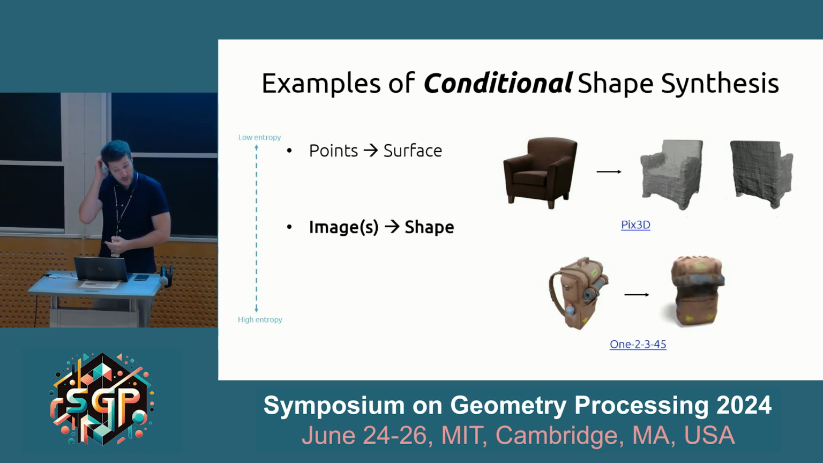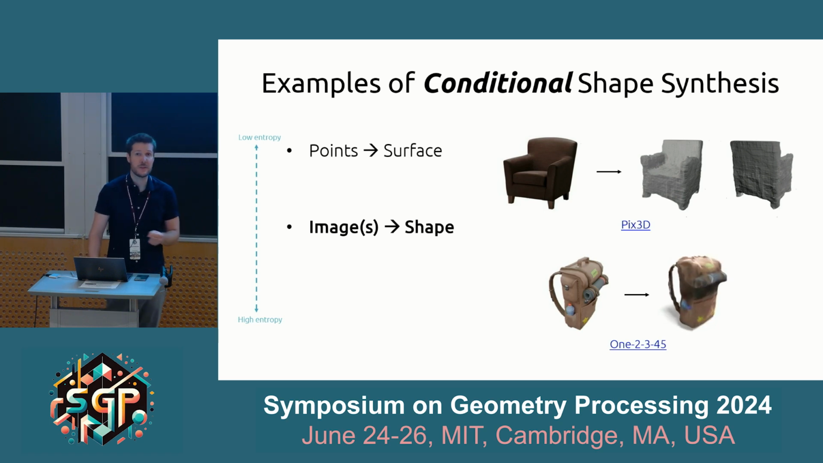This is an example from, I think, just earlier this year that purports to take a single image of essentially anything and produce a reasonable 3D reconstruction of what it looks like, not just its shape in this case, but also its surface appearance, or at least its diffuse albedo, its color.